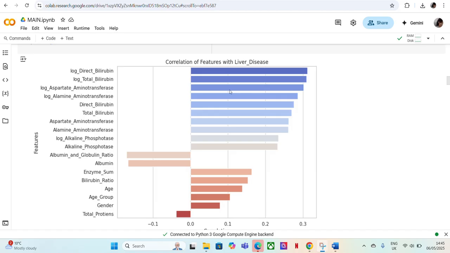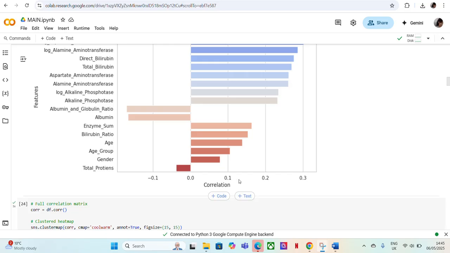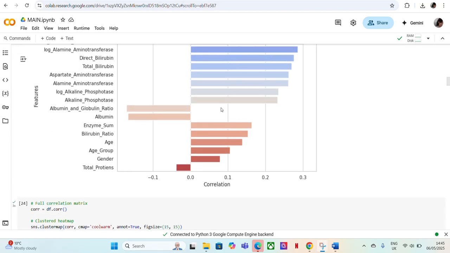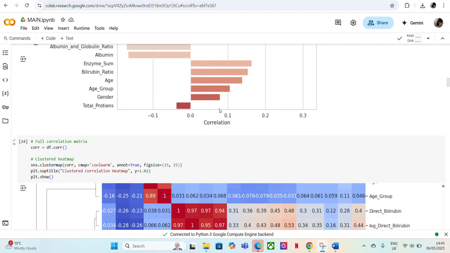So we can see that it is calculating how strongly each feature in the data set is related to liver disease. Here it is +1, 0 and -1. +1 is a strong positive relationship, 0 is no relationship, and -1 is a strong negative relationship. The red colors are strong positive correlation, and the blue colors are strong negative correlation. The light colors show weak or no correlation.